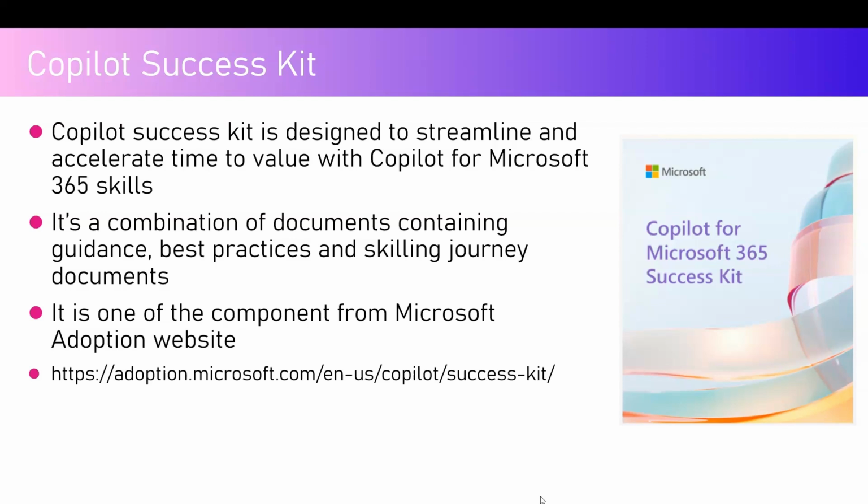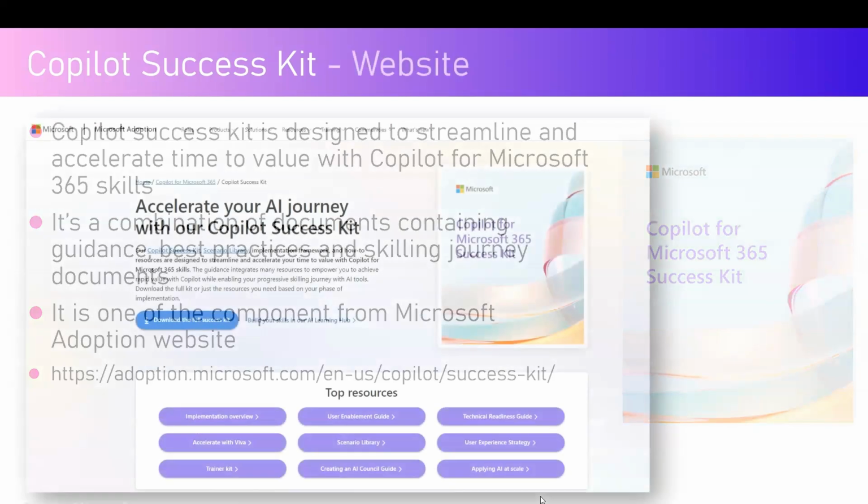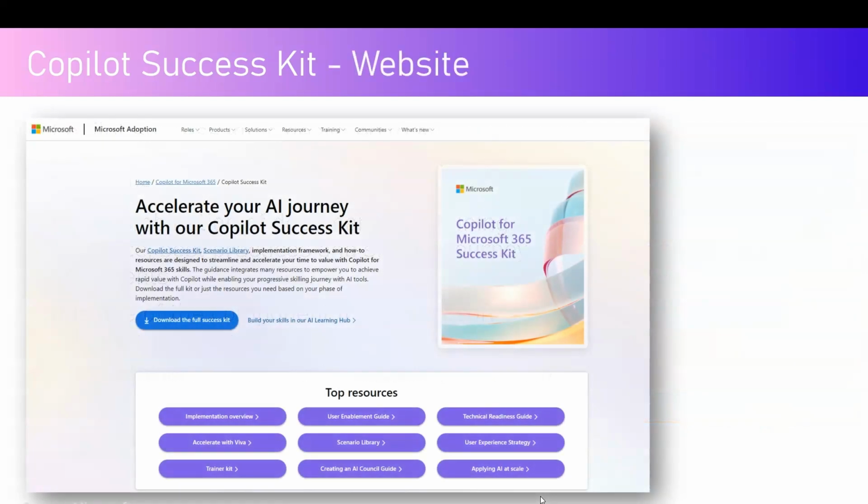Now, what it contains, it is basically a zip file which contains a combination of documents containing guidance, best practices, and the skilling journey related artifacts. If you navigate to the Microsoft adoption site, there is a link to navigate to Copilot Success Kit. And once you download the Success Kit, it's around 700 megs in size. It contains a link to the scenario library, implementation framework, and also the resources that are required to streamline and accelerate your time to value with Copilot for Microsoft 365 skills.